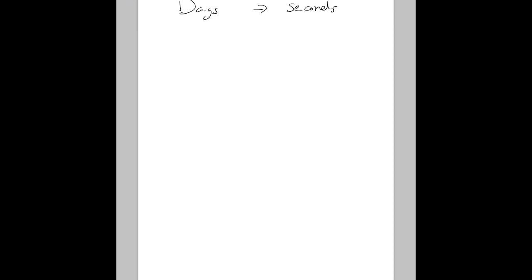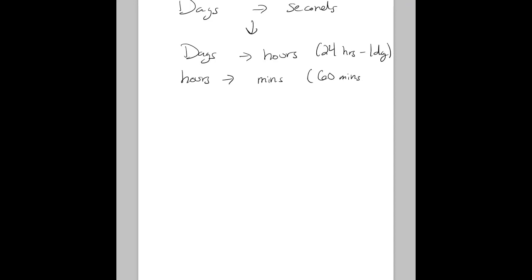So an easier way to do it would be to first convert from days to hours, because we know that there are 24 hours in one day. And then convert from hours to minutes, because we know that there are 60 minutes in 1 hour. And then convert from minutes to seconds, because we know that there are 60 seconds in 1 minute. So when we set all that up for this problem, here's what it would look like.